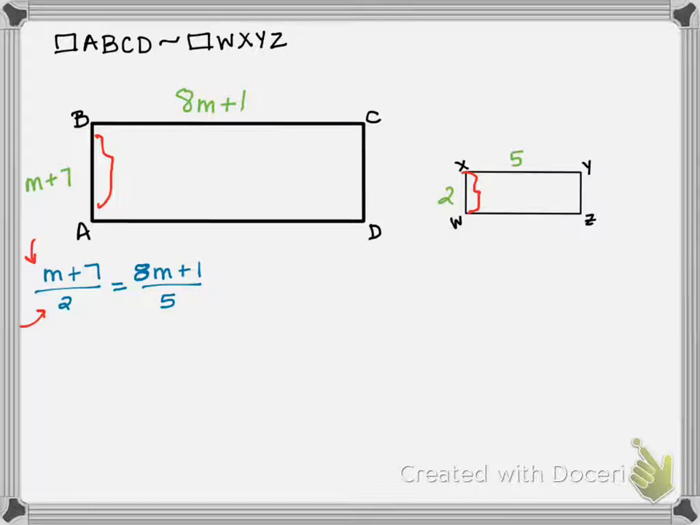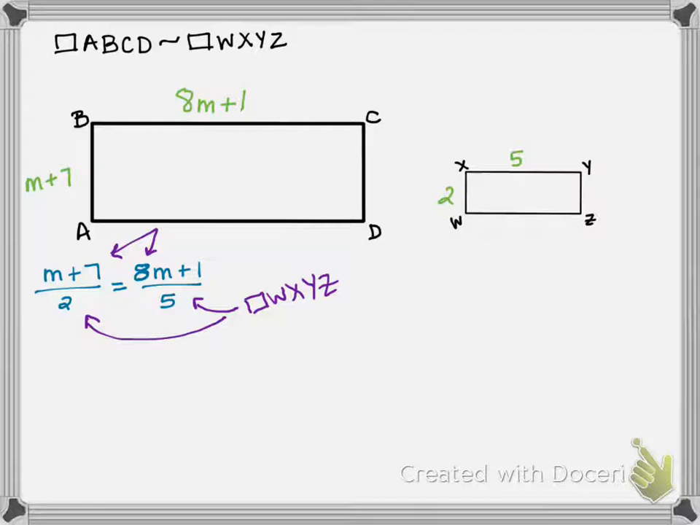Now I can also compare the upper end, 8m plus 1, with the top side of the smaller one of 5. So that's why I have 8m plus 1 here with the 5 down here. Now what matters is that the numerator should be from the same shape, and then the denominator should also be from the same shape. So you can't just kind of mix them up and put things wherever you want them.